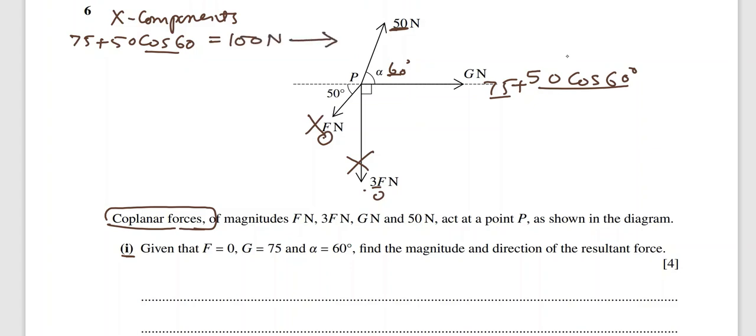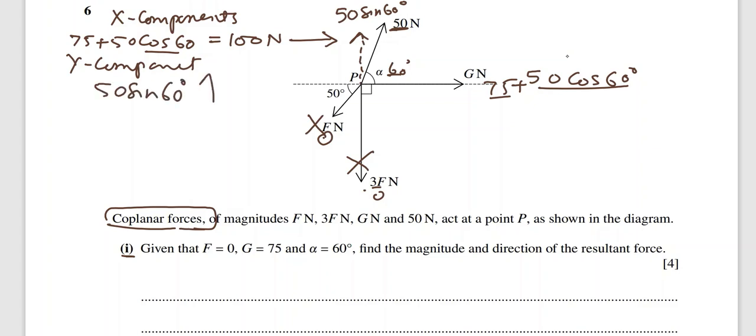Okay, now this will have a component upwards also, which is 50 sine 60 degrees, and there is no other force in this direction, so that is the only resultant y component. The y component of the resultant will be 50 sine 60 degrees, and that too upwards. Now they're saying magnitude and direction of the resultant force, the resultant of this force and this force.